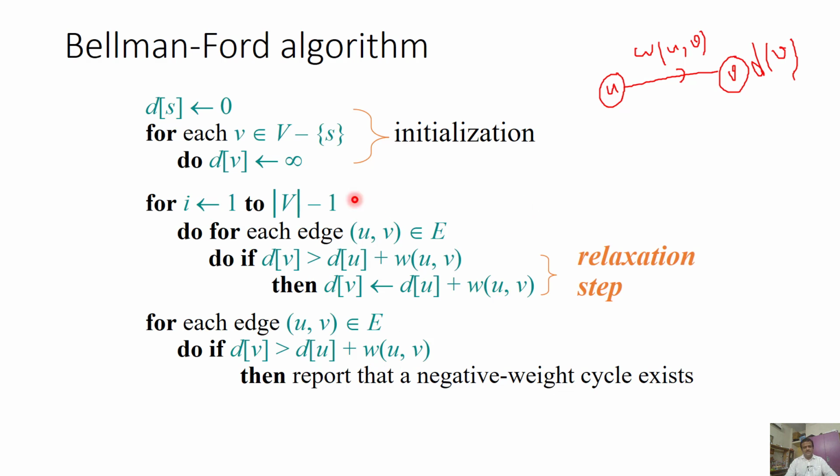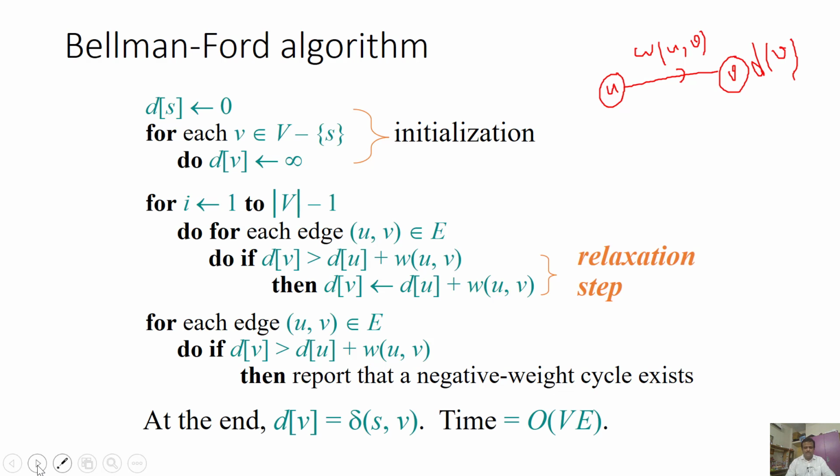So, if there is a negative cycle, it will never converge. In that case it will keep on updating, the relaxation will keep on going on. That check will be done by this last step. This last step is basically we check for each edge, and if we can further relax this V, then we report there is a negative cycle, because it will never converge. So, this is the pseudo code.